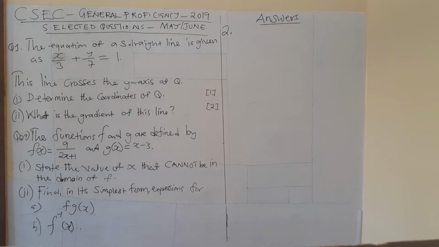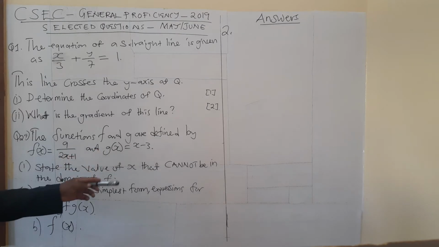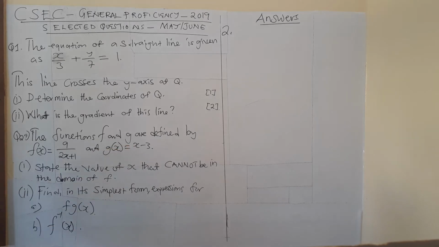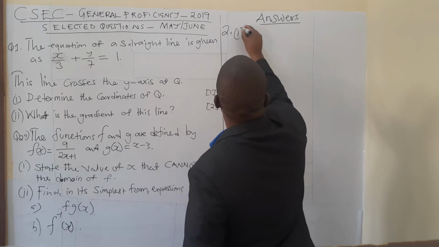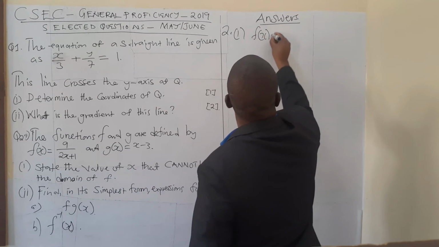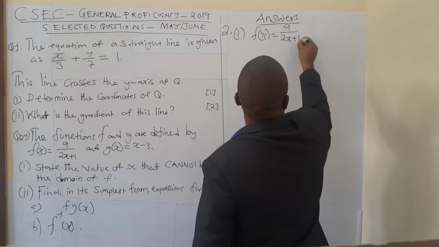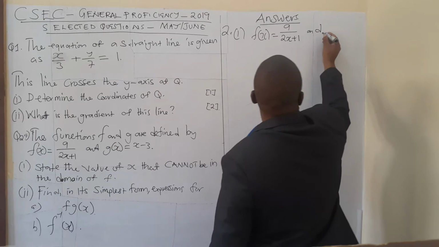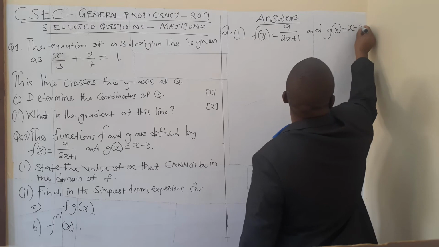Okay, so let's look at the second one. The functions f and g are defined by f of x is equal to 9 over 2x plus 1, and g of x is equal to x minus 3. Roman numeral 1. So take note, we have f of x is equal to 9 divided by 2x plus 1, and g of x is equal to x minus 3.